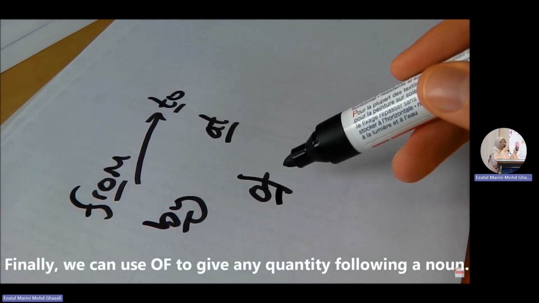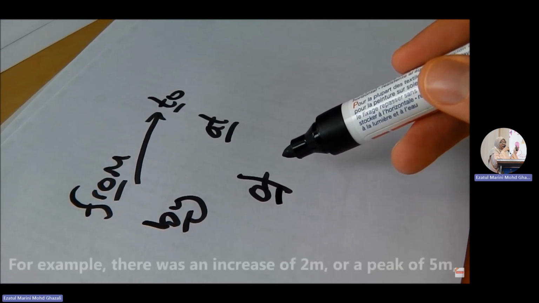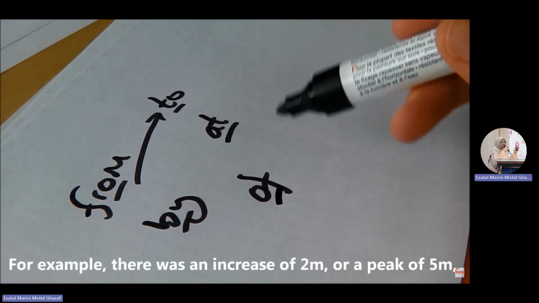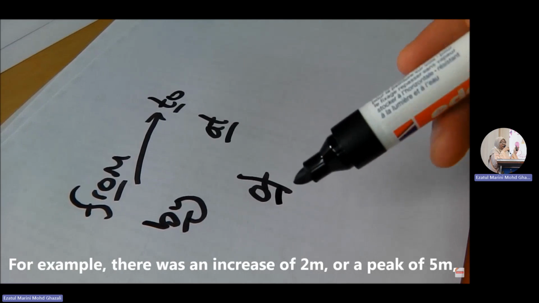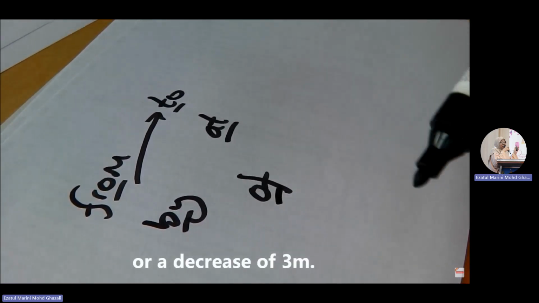Finally, we can use of to give any quantity following a noun. For example, there was an increase of 2 million, there was a peak of 5 million, there was a decrease of 3 million.